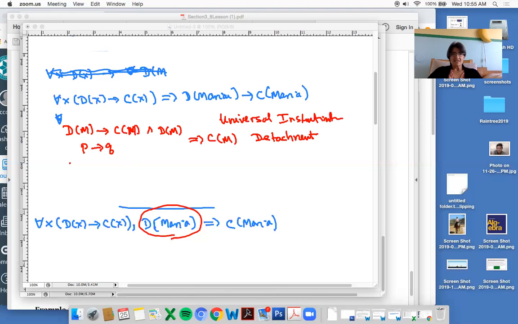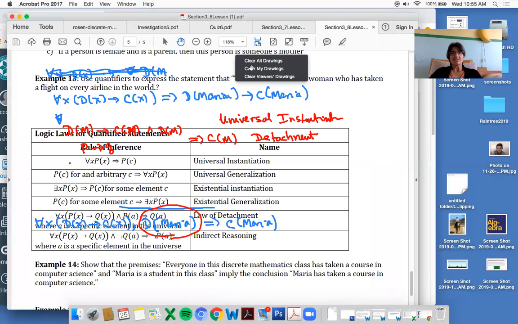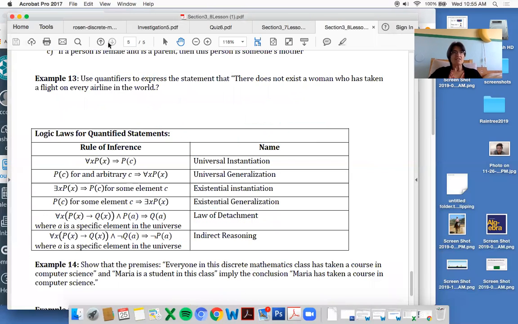So this is really summarized in these rules right here. Instead of going step by step, you can do it all at once. If you have this universal statement that for all x, if P of x, then Q of x, and you know P is true for one particular person, then it implies Q is true for that particular person. So you can skip a step. That's the law of detachment.